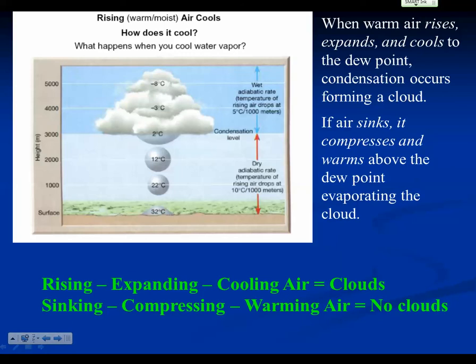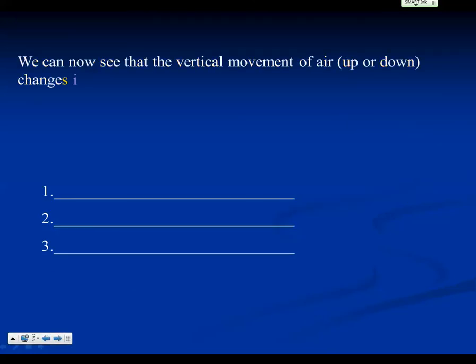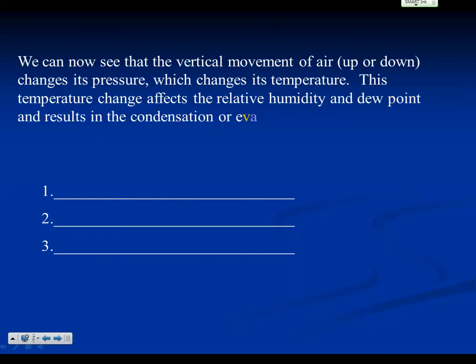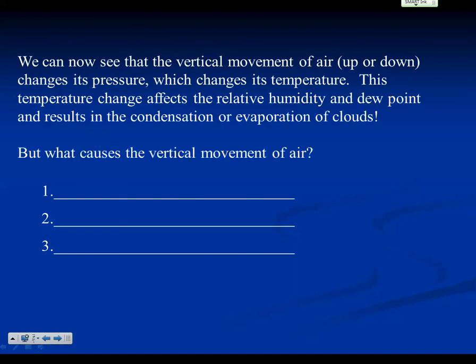This is really important in weather, and I can't stress this enough. Anything causing air to rise is going to make clouds generally form. And if it rises faster, you get more violent cloud formation and possibly storms. Anything that causes air to sink is going to evaporate clouds and cause nicer weather. We can now see that the vertical movement of air, up or down, changes air pressure, which changes its temperature. This temperature change affects the relative humidity and the dew point, as we've learned in the past few lessons, and results in condensation or evaporation, kind of the opposite processes here.